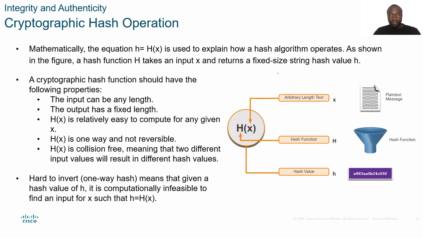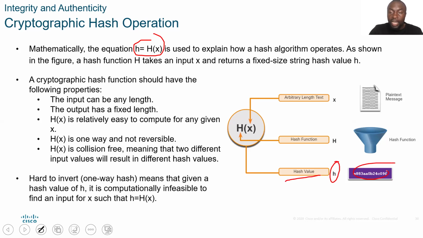Cryptographic hash operation. Mathematically, the equation that you see here, h equals H(x), is used to explain how the algorithm works. When we say h equals H(x), the small h is just the hash value, because that is supposed to be the output. So this hash value is just a combination of this hash function and the arbitrary-length input. So that's basically what it is.